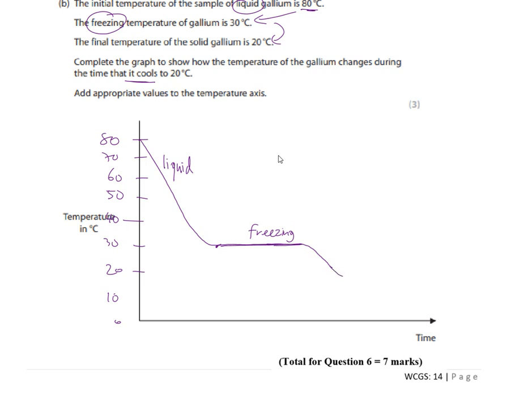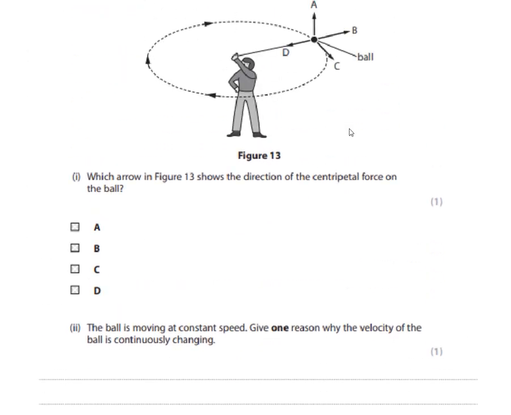So somewhere here, the final temperature. The final temperature of the solid is this one here. So this is the solid, and the final temperature is 20 degrees there. And the line just ends, so I'll just end the line over there. You can see 20 degrees. Done. 3 marks.